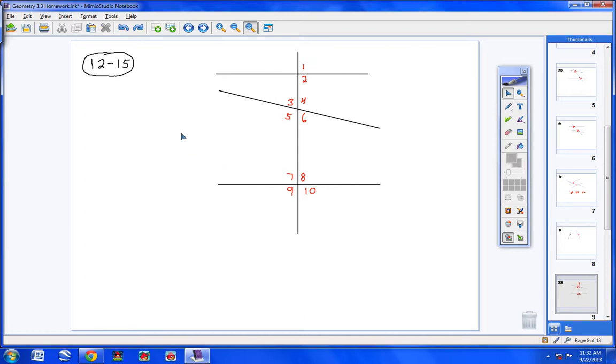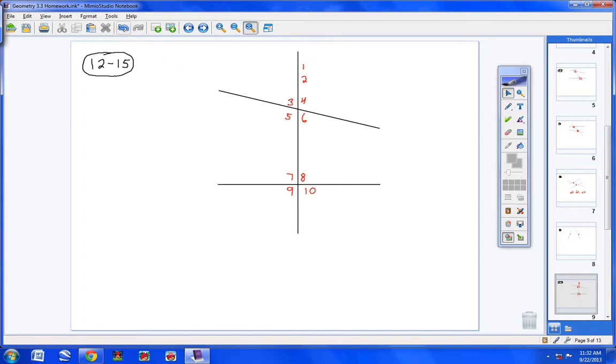All right, let's take a look at number 13. Name a pair of alternate interior angles. Let's get rid of this line first. Alternate interior. They have to be on the inside between the two black lines, and they have to be on the opposite sides of the transversal. So 5 and 8 are alternate interior, 6 and 7 are alternate interior.